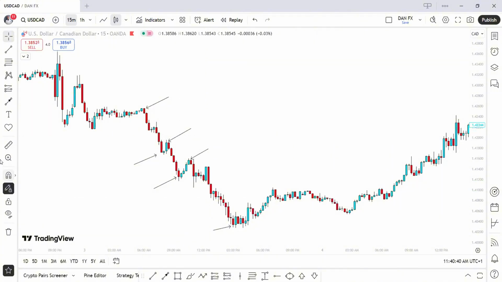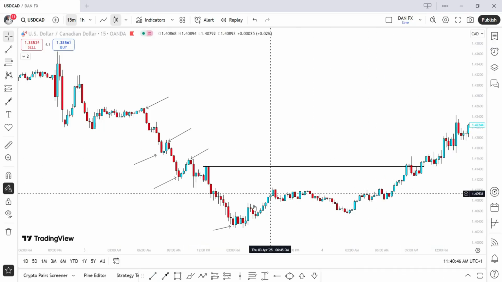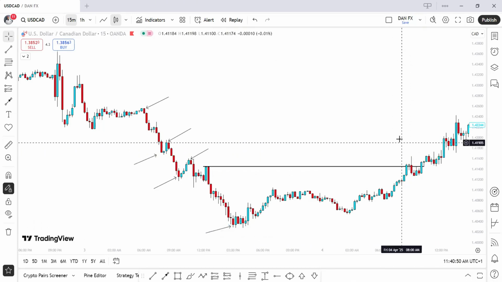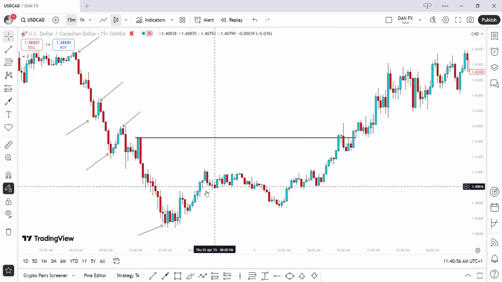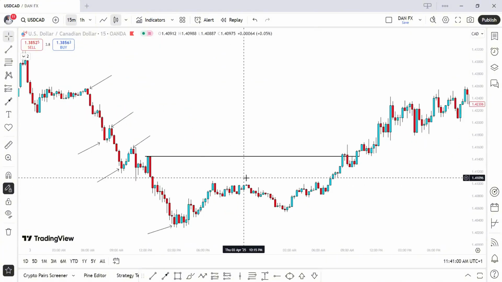They need to break the most recent high, which is this one, for it to change to an uptrend, right? So we can see price eventually went all the way up there, broke the high. So that tells us that this is now in an uptrend, right? This is now in an uptrend because price has broken this high here, the most recent high.